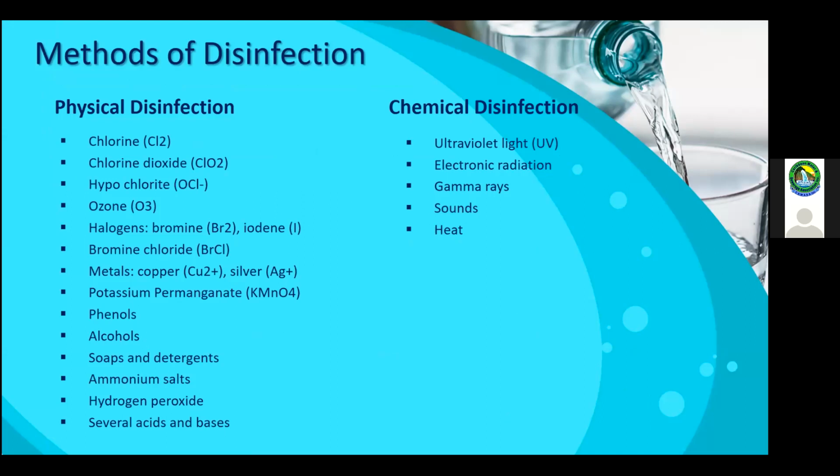So when we talk about physical disinfection, we talk about things like disinfection using chlorine dioxide, the various forms of hypochlorite, sodium hypochlorite, calcium hypochlorite, ozone, halogens, namely your bromine and iodine, bromine chloride, some metals like copper and silver that can act as disinfectants, potassium permanganate, phenols, alcohols, soaps and detergents, some ammonia salts, hydrogen peroxide. You have several acids and bases that can also act as disinfectants.